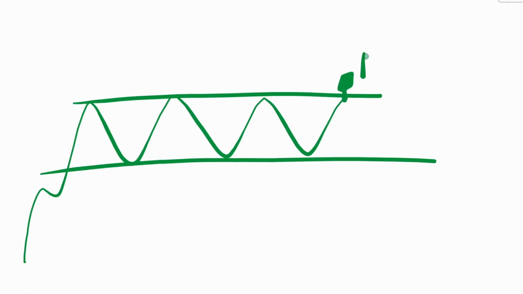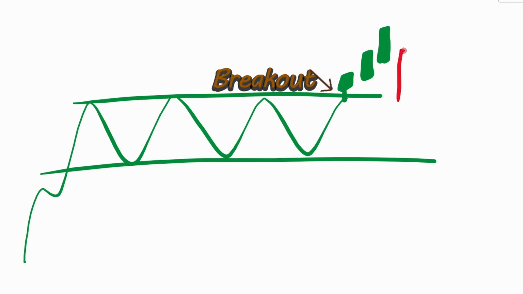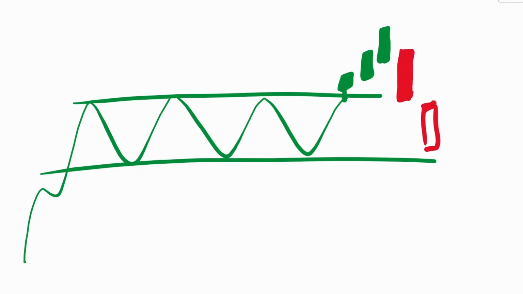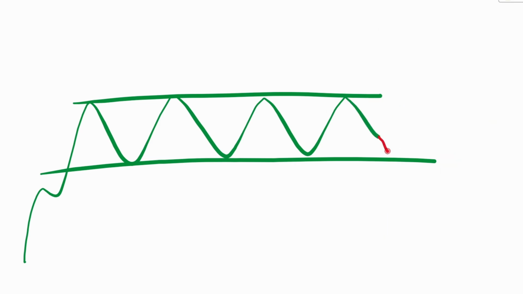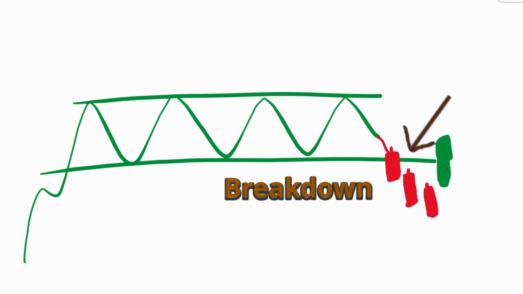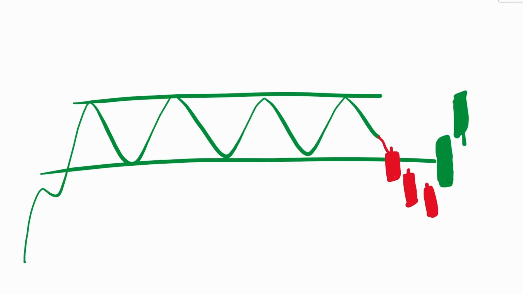And if the market breaks to the upper side, it is called a breakout. And after this breakout, if the market goes to the consolidation phase again, it's basically called a fake breakout. Similarly, if the market breaks to the lower side, it is called a breakdown. And after this breakdown, if the market goes to the consolidation phase again, this is called a fake breakdown.